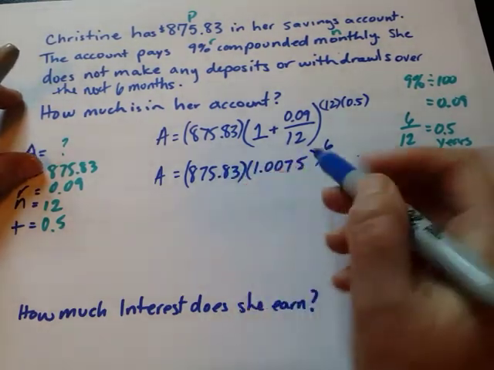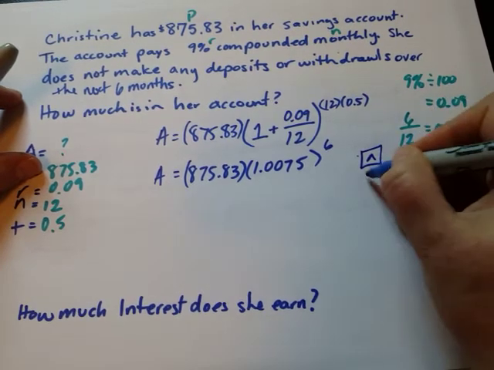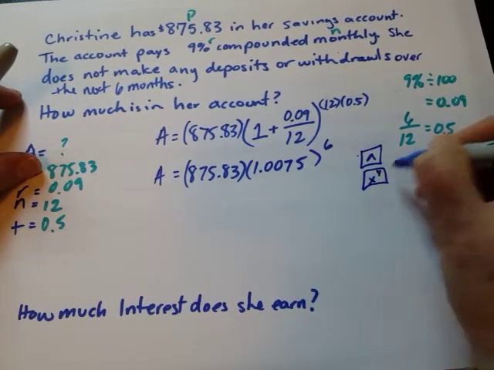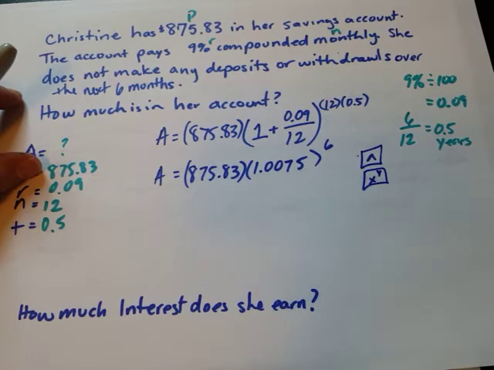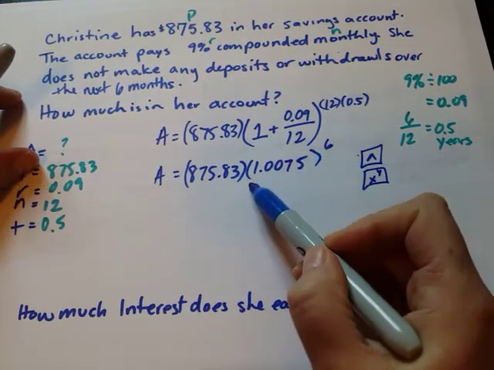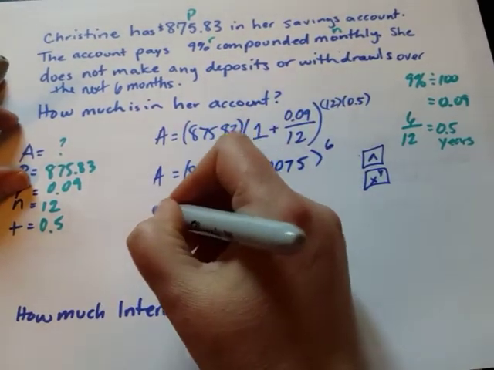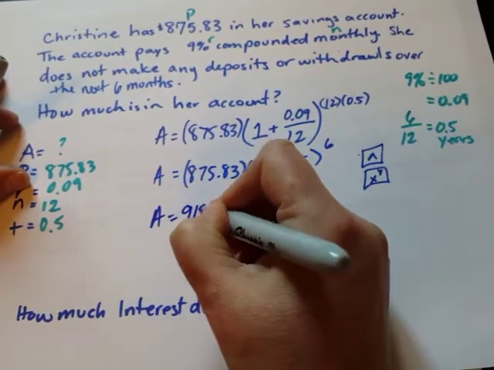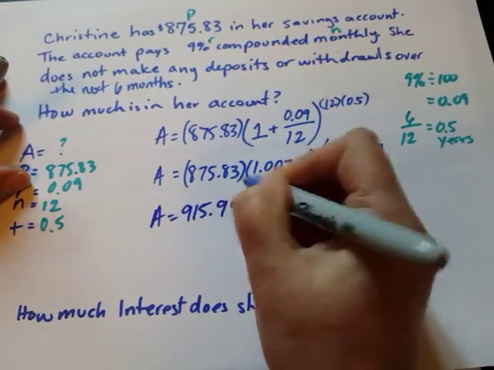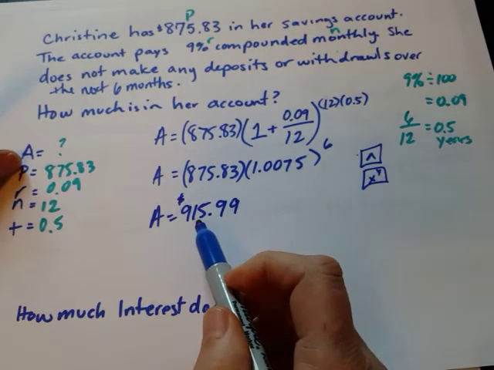And then the final, this is to the power. So you're going to look for this button on your calculator. Maybe it'll look like something like that. But you're going to need to find the exponent. So it's the base to the power of 6. Final answer, $915.99. This is the amount in the account.